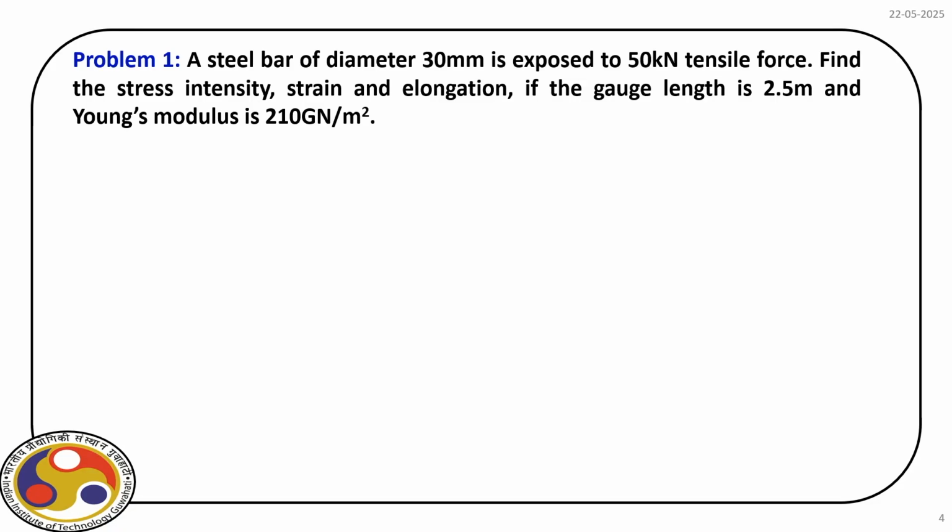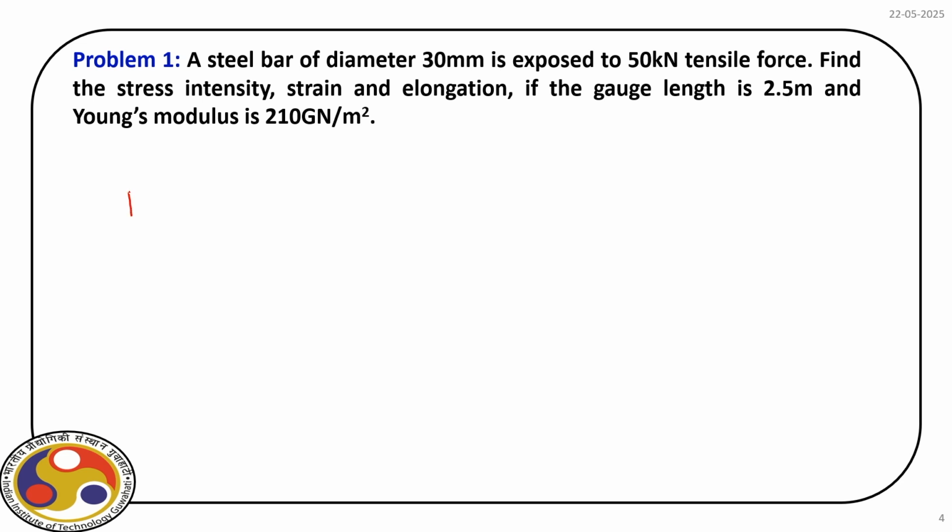And once we have a structure, we have to keep all this in mind when we actually solve a problem. So, let us consider a problem now. So, the problem 1 says we have a steel bar of diameter 30 millimeter, which is exposed to 50 kilonewton tensile force. Material is steel, you can note, and it is a bar, that means we have only tensile force.